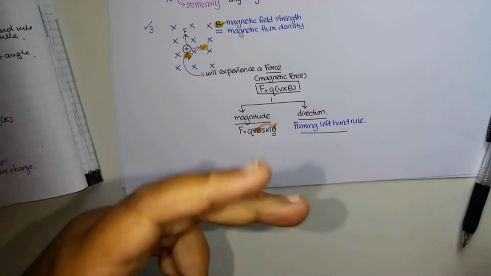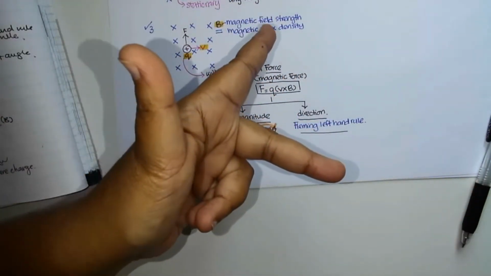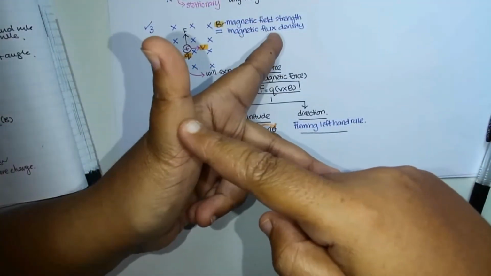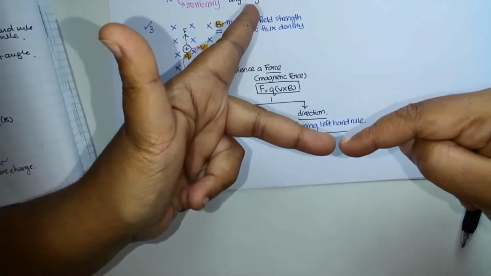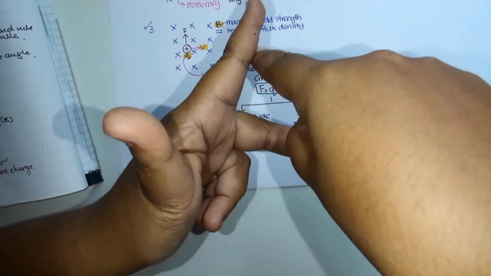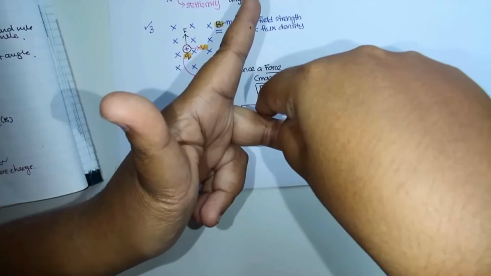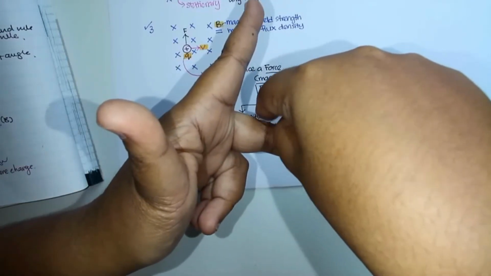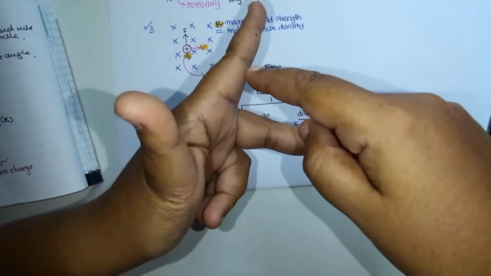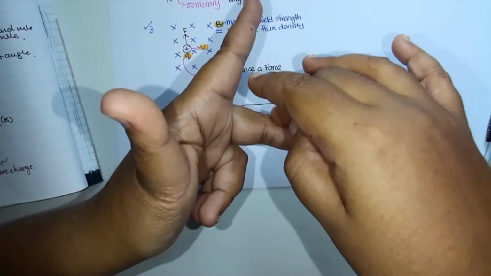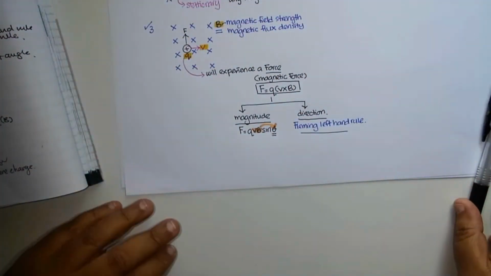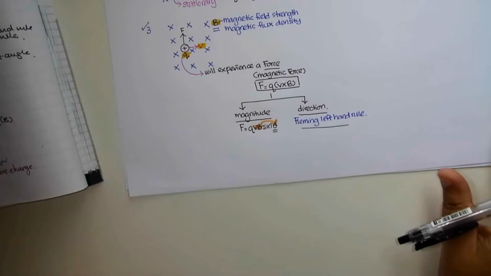If I have Fleming's left hand rule, this is F, this is B, this is V. Theta will be the angle between B and V. Okay, theta will be the angle between what? Between B and V.